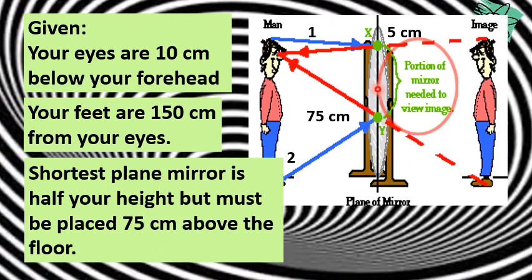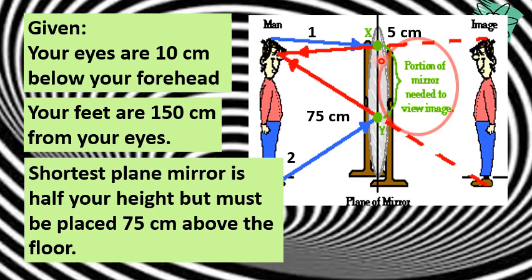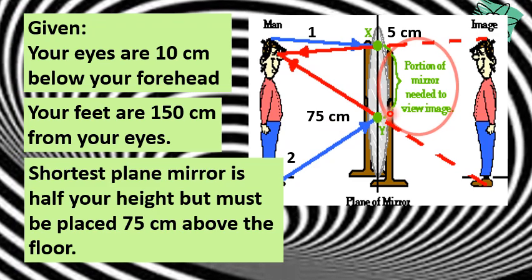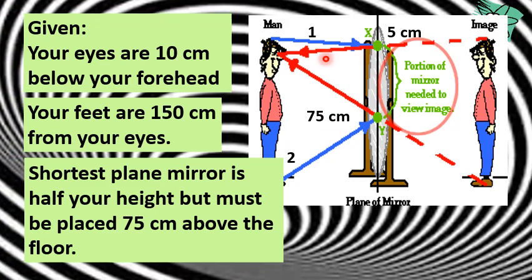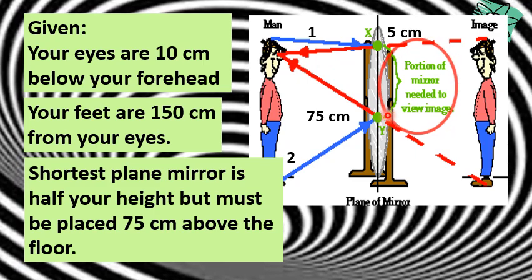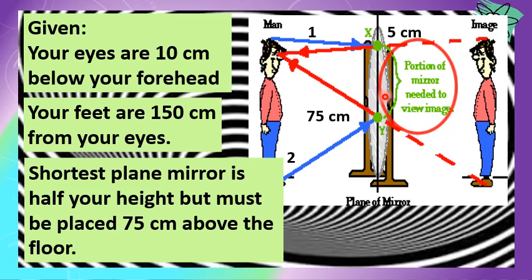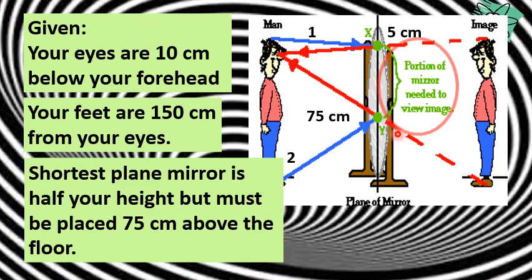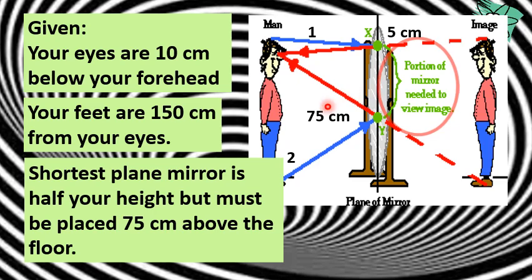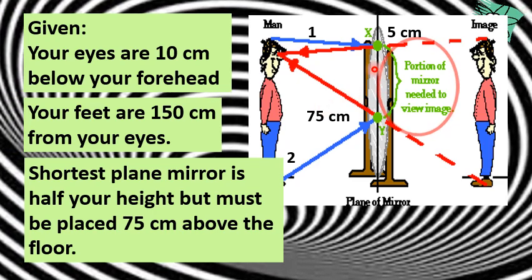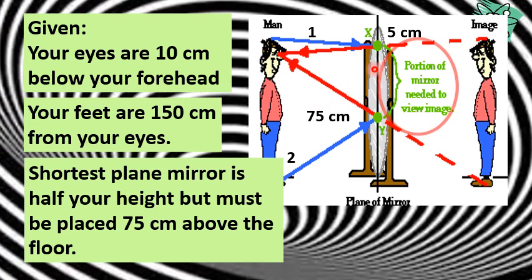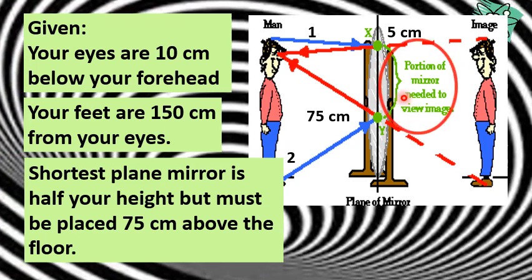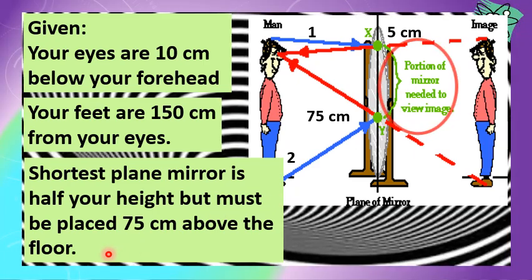So if the mirror is positioned lower than 75 centimeters, then you won't be able to see your forehead through this mirror. Or if the lower part of the mirror is higher than 75 centimeters, then you won't be able to see the image of your feet either. So it has to be exactly positioned like this, 75 centimeters above the floor.